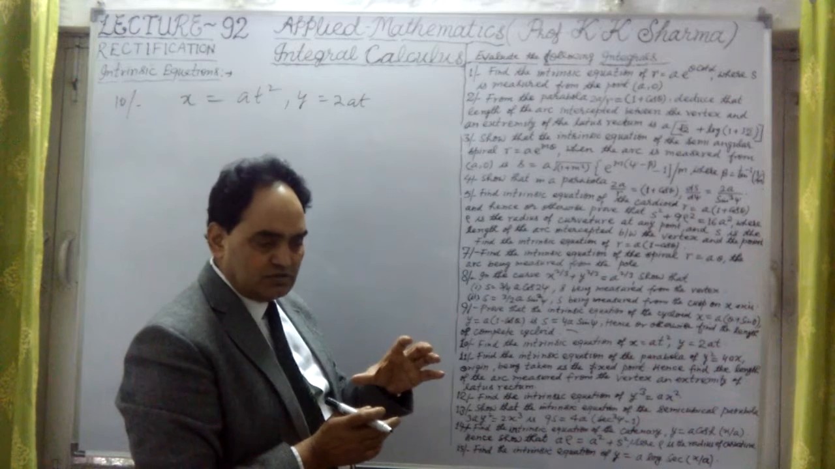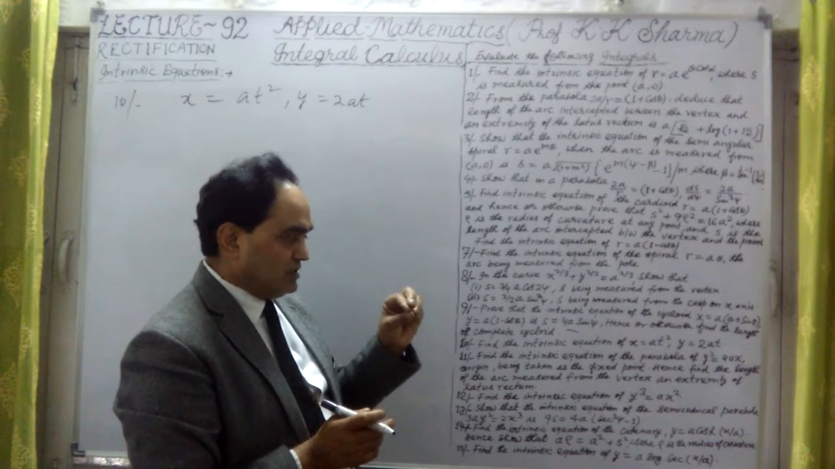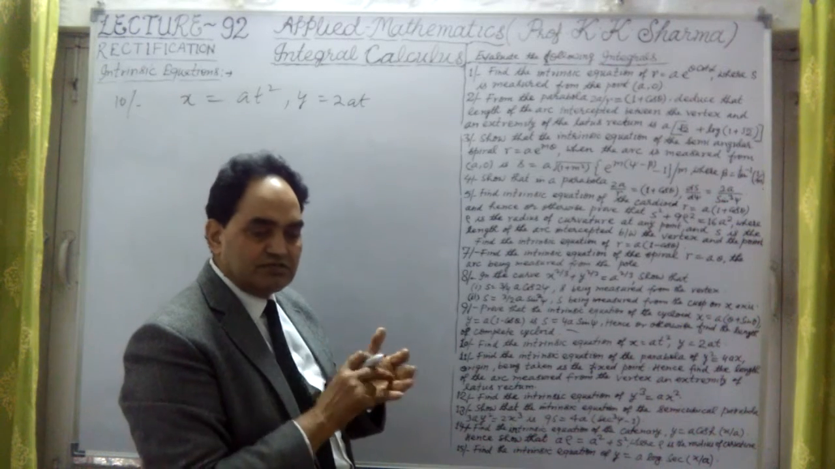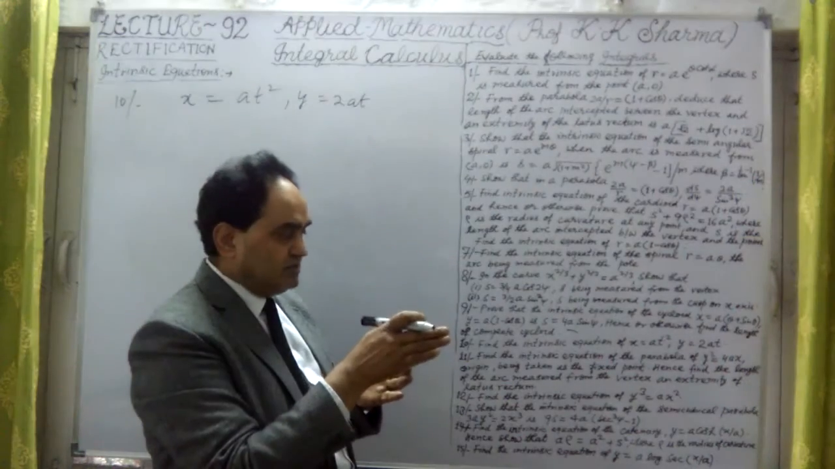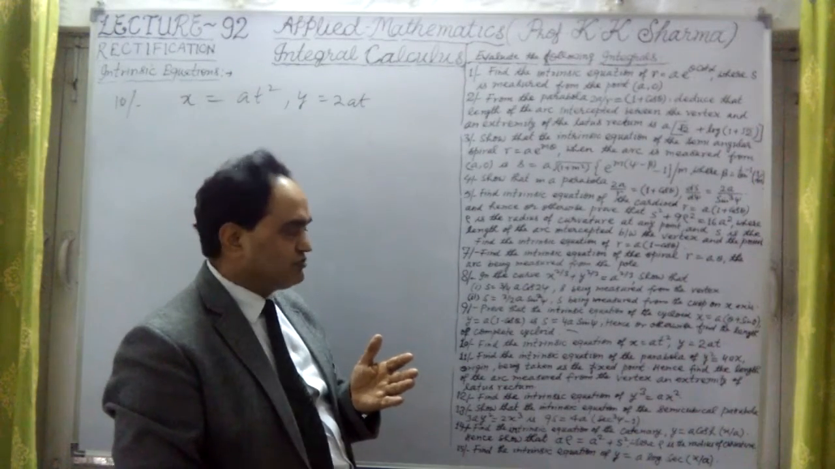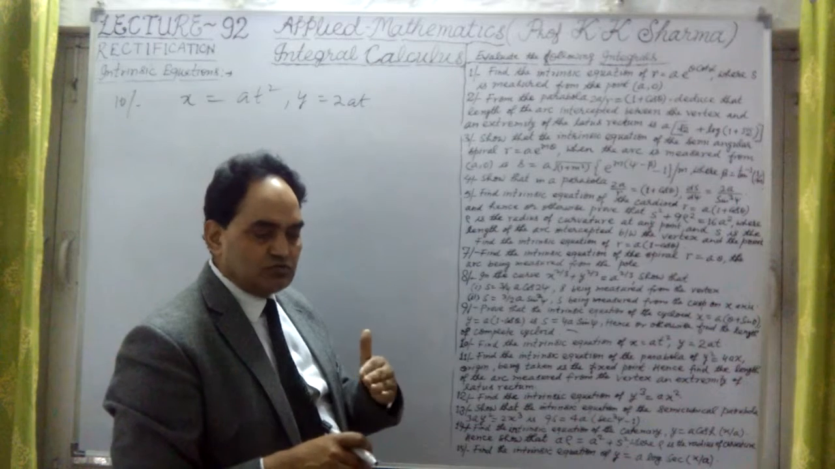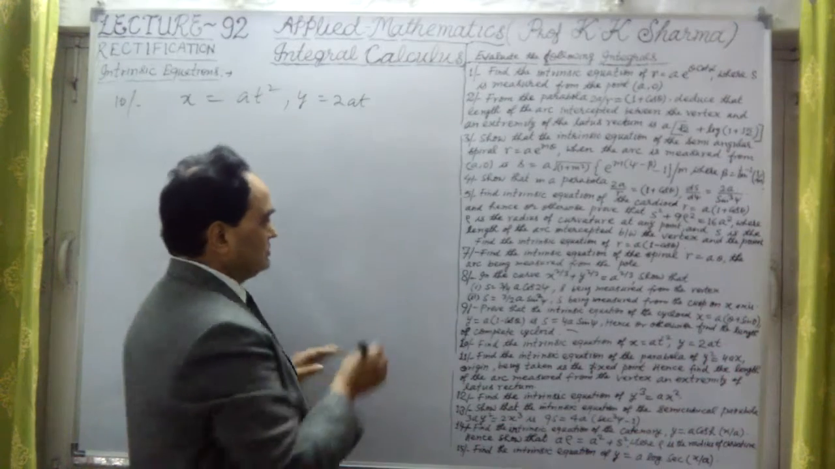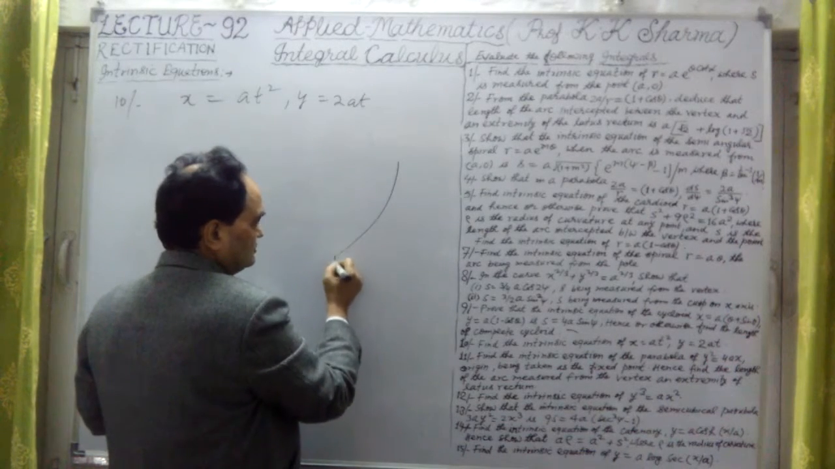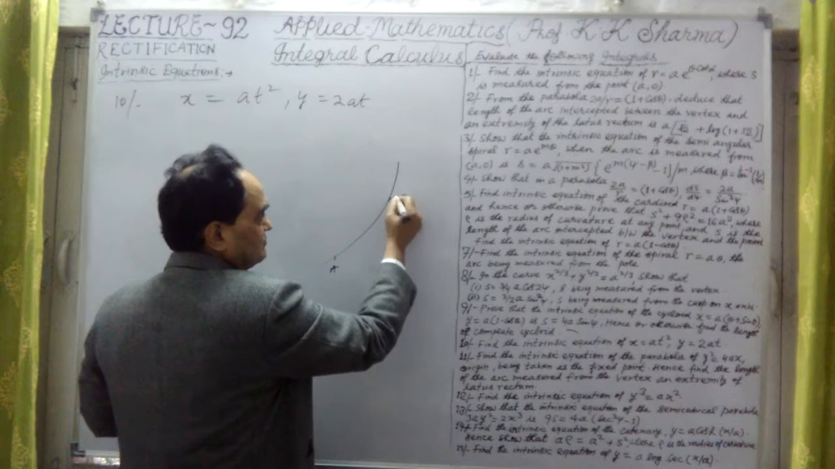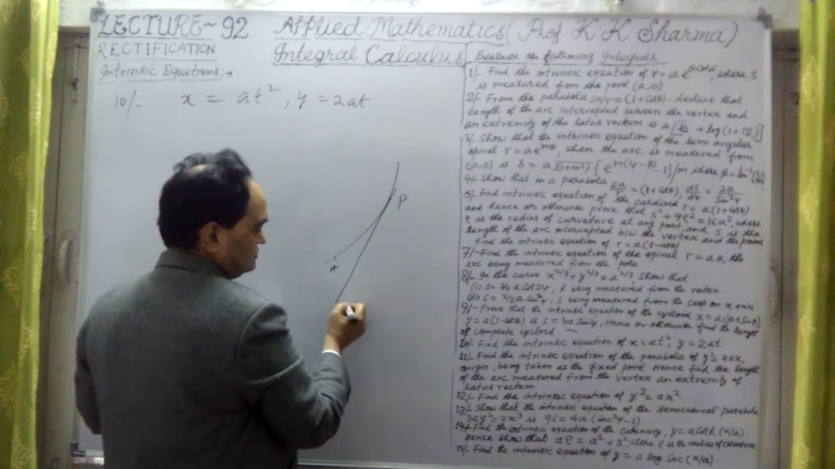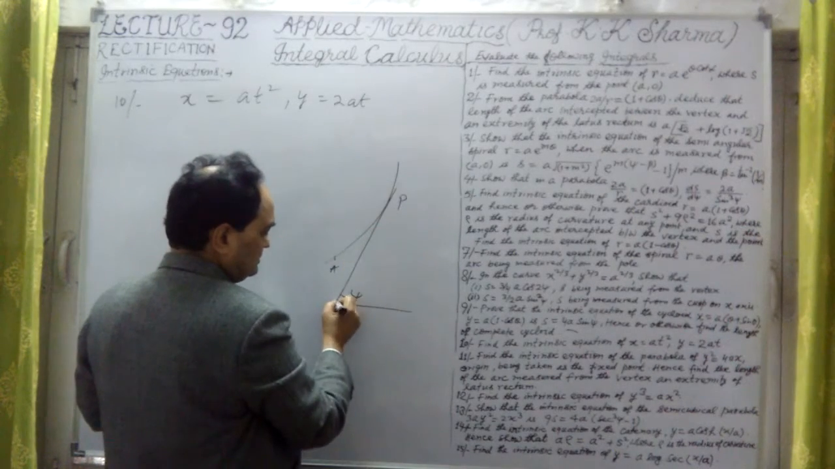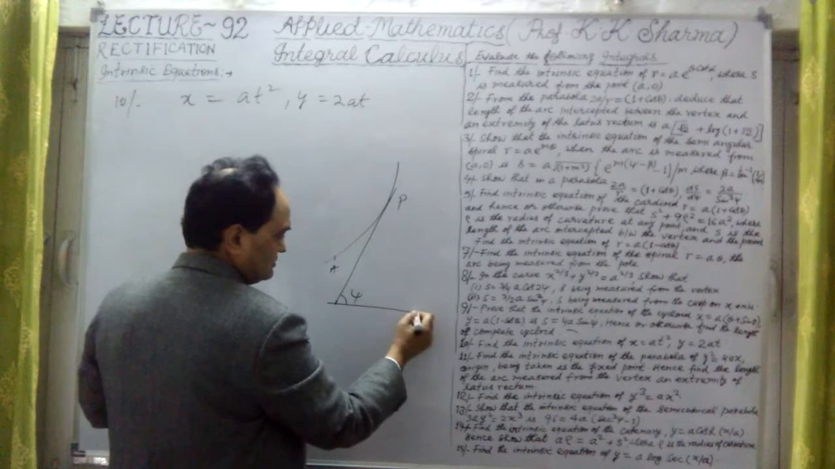The intrinsic equation is the relationship between the length s of the arc and the psi angle. The psi angle is made by the tangent at a point P with a fixed line. Here we take the initial line as a fixed line, which is parallel to the tangent at the initial point A. As I described initially, this is point A here and this is point P here. If I draw the tangent at this point, psi is the angle made by the tangent at P with the fixed line, say OX.